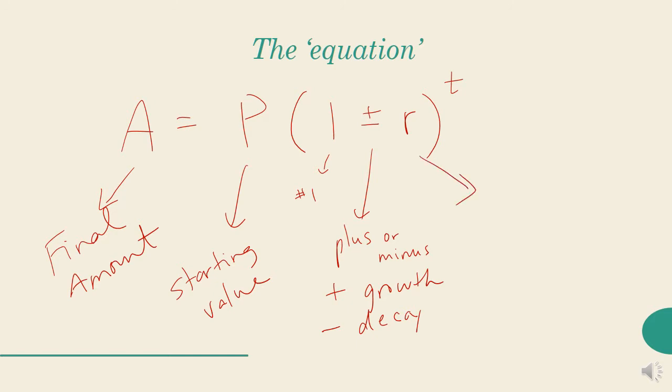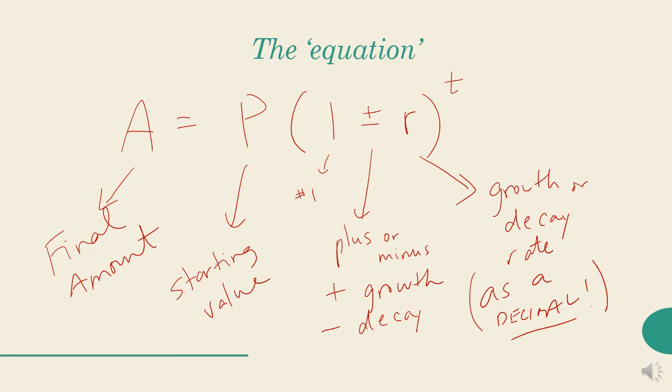The R value is your growth or decay rate. And almost always it's going to be given to you as a percent. You always need to convert that percent to a decimal to be able to work with it. So R is as a decimal. And T, or the exponent, whatever it happens to be, just stands for time. Some unit of time.